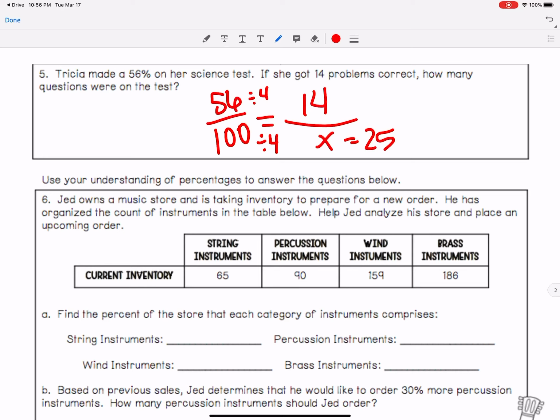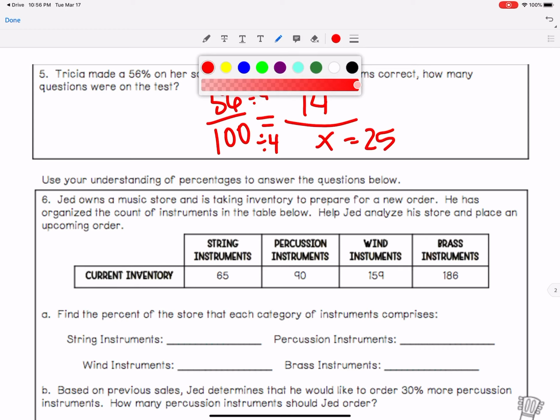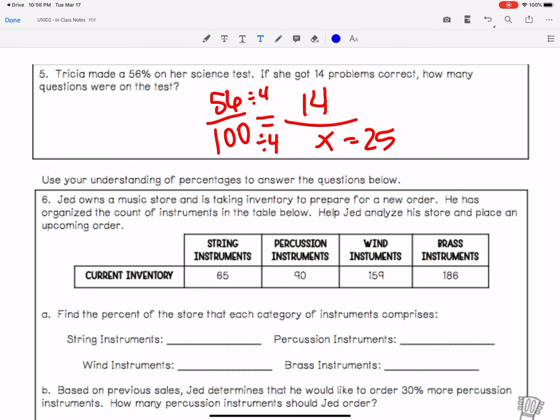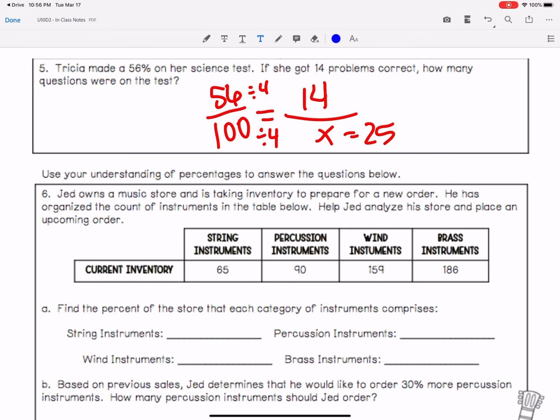And then another way that you could have solved this using our little trick is 14 times 100 divided by 56, and that will give us our answer. 14 times 100 divided by 56. Kind of cool. Okay, next question.